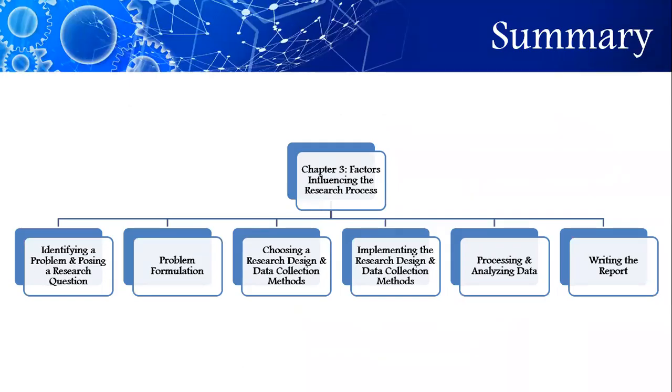And so in summary, in this video lecture, we have covered the steps in the social work research process, which include identifying a problem and posing a research question, problem formulation, choosing a research design and data collection methods, implementing the research design and data collection methods, processing and analyzing data, and writing up the report or writing up our results.